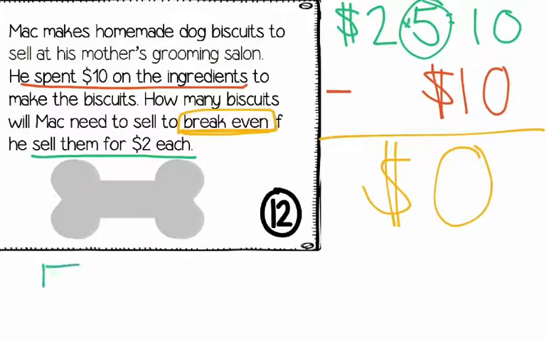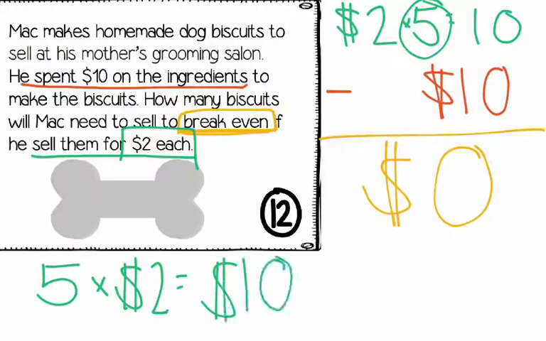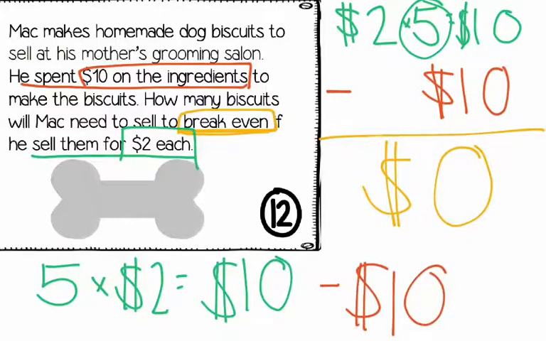So he needs to sell 5 biscuits. Because if he sold 5 biscuits at $2 each, that'd be 5 times $2. That would equal $10. Right? And then $10 minus the $10 on the ingredients. So $10 minus $10 is equal to 0. So he at least has to sell 5 biscuits to break even.